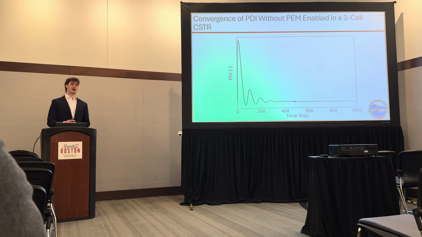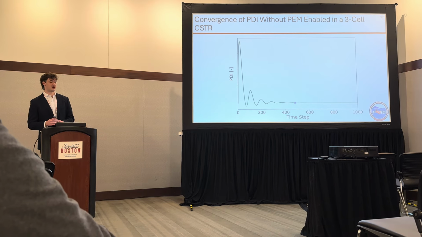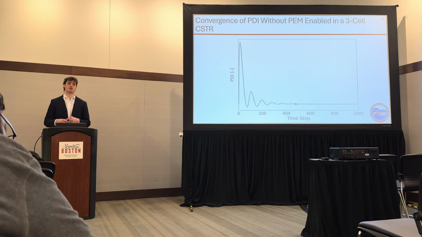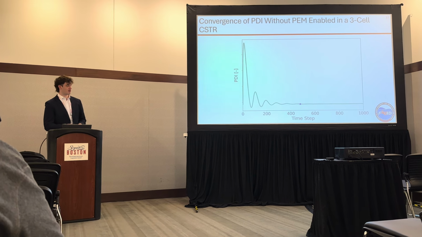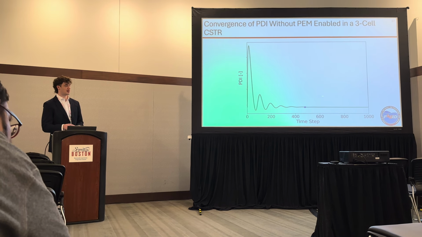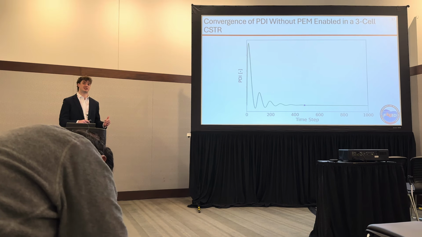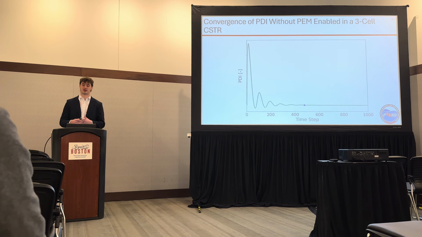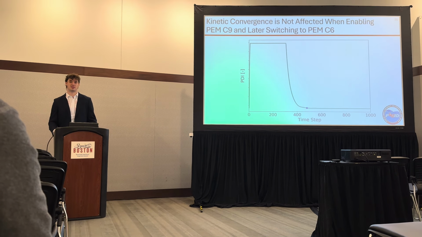Here we have that same PDI chart over time. This is from our base case with no PEM implemented, so nothing's disabled here. You see it took that around 478 time steps to converge. And again, this is in our 3-cell CSGR. This is what all of our tests are being run on right now. And this is with PEM C9 being enabled.